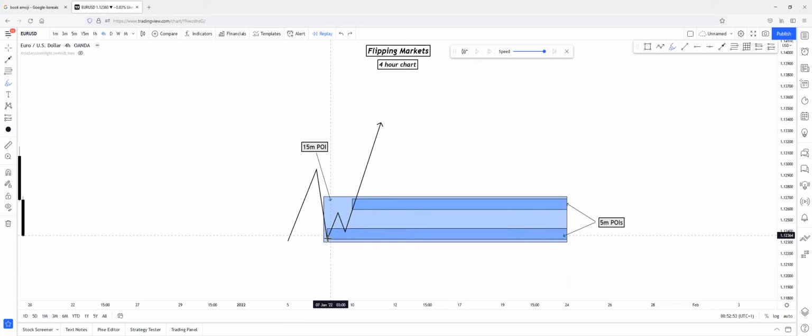The first one has already been mitigated by price. So this means you can safely use the upper one as the 5-minute refinement. But if price didn't mitigate the first one, so it has been left unmitigated, you can't use double zones. You will have to use the full 15-minute zone as your demand zone. So you can't refine it.